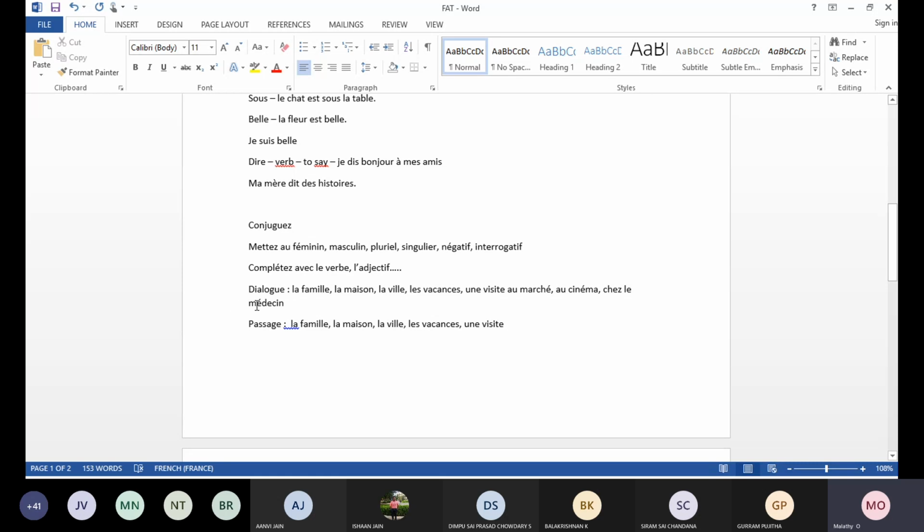And then comes dialogue writing. You'll be having one dialogue writing and one passage writing. These are the topics possible given to you. Yes, it's the same topic. If it's a dialogue, you're just going to put it as a question and answer, whereas when it's a passage, you're going to write the description of that particular place or thing, whatever was asked.